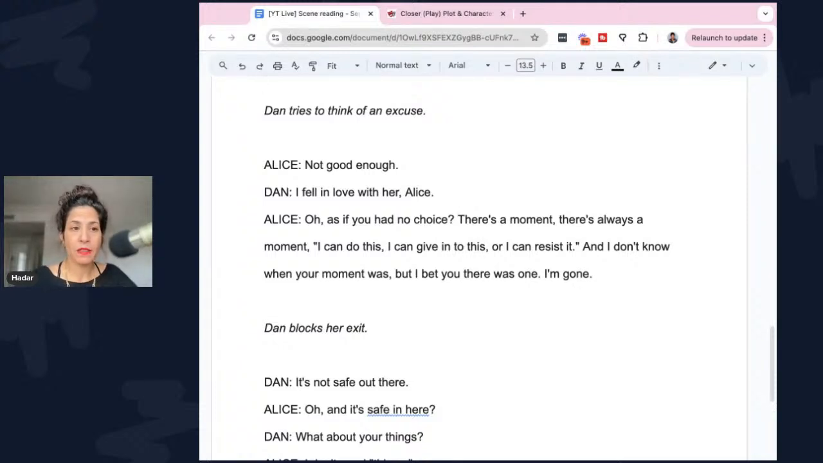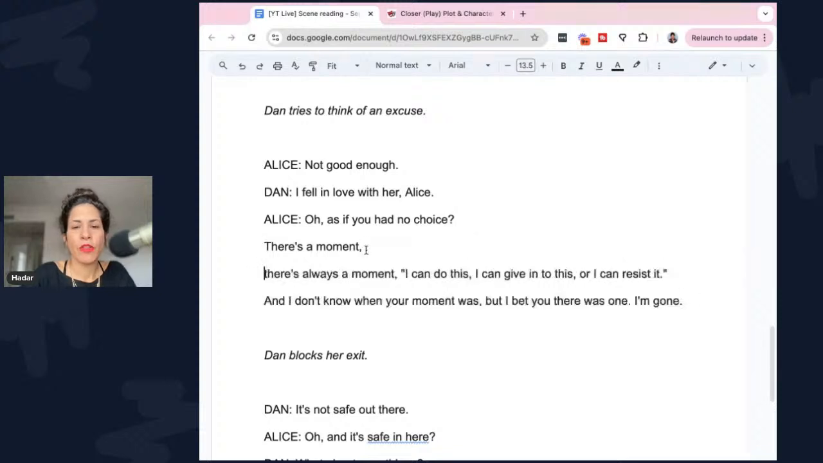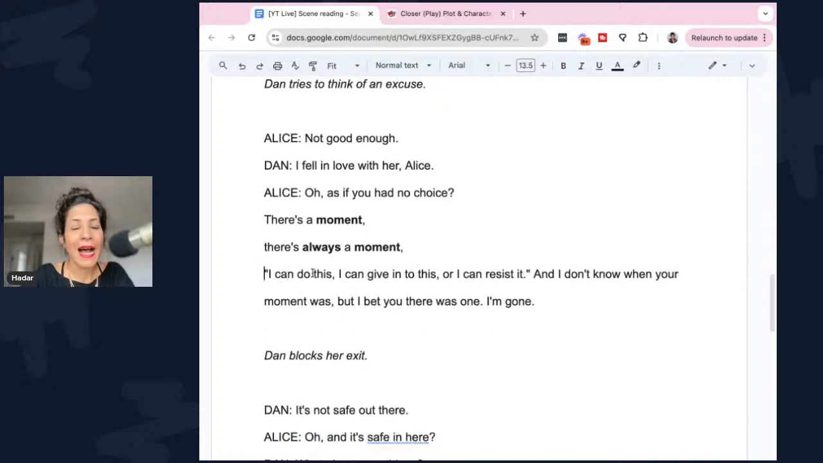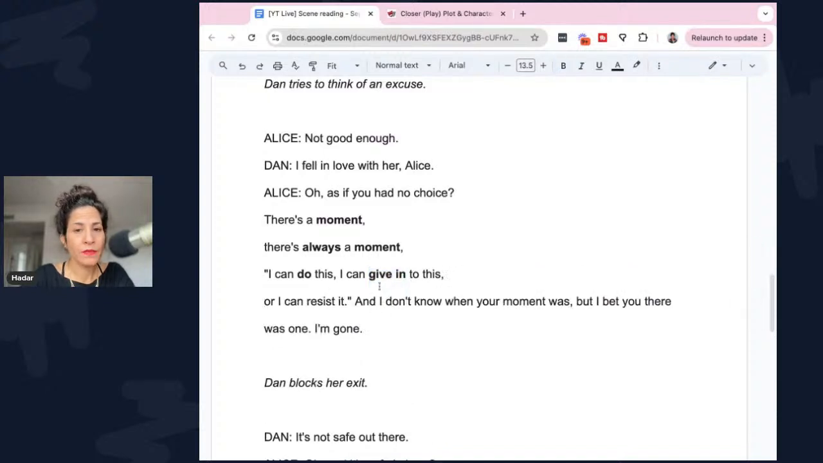There's a moment. Long O is in go. There's a moment. I'm going to break it down for you. There's always a moment. Emphasize those bolded words. I can do this. I can give in to this, or I can resist it.